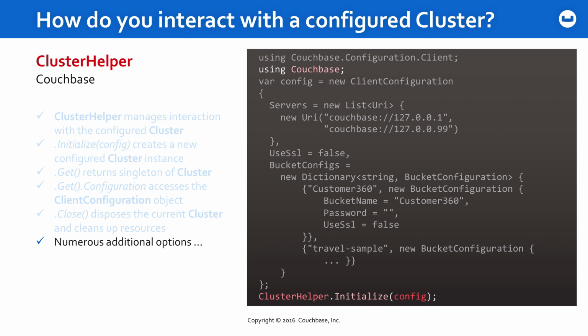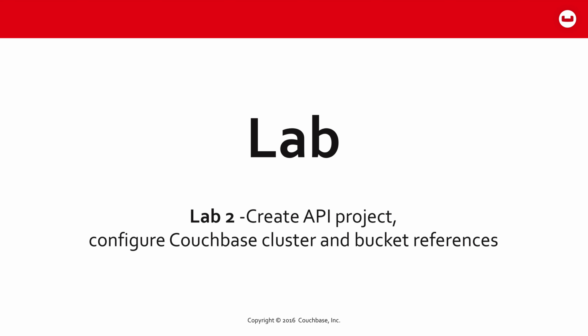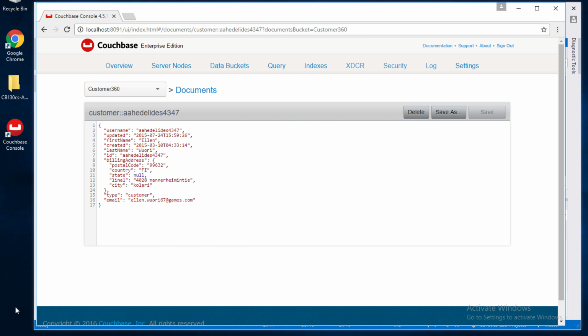And of course, numerous additional options. You get the drill. You can go to the documentation, get into the hairy details of all of this, but this gets you oriented and ready to do so. Now, in the lab here, you're going to create an API project, configure your cluster and your bucket references. Let's go ahead and take a quick look at things here.